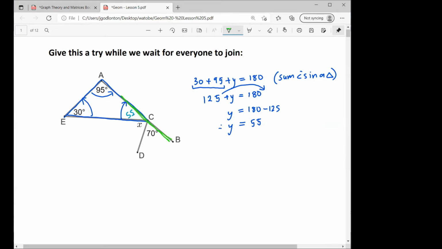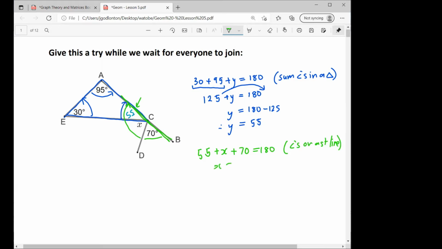So a few of you are coming up with 110. And I like that 110 because you're seeing that that 70 plus that 110 has to give me 180 because they're all on a straight line. But you're not taking into account this 55 degrees thing. So we want to say 55, which was our Y that we calculated, plus X plus 70 needs to be 180 because of angles on a straight line.